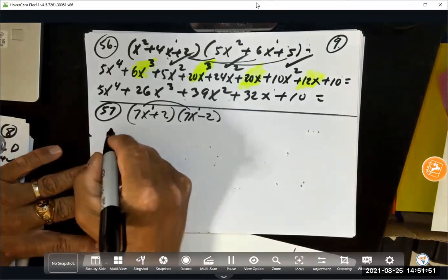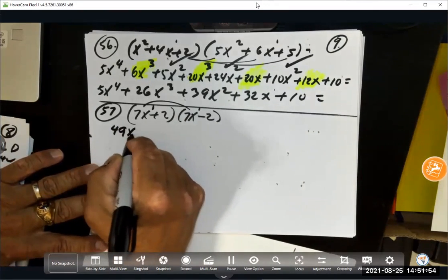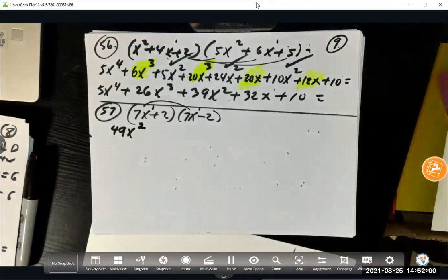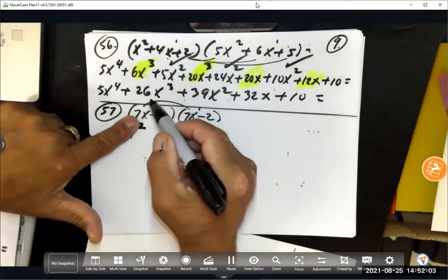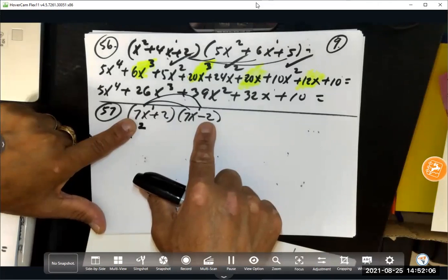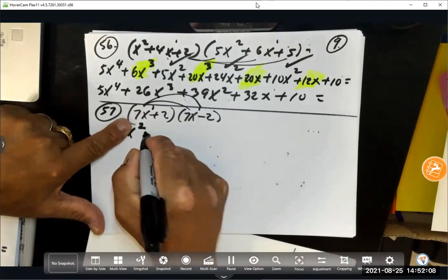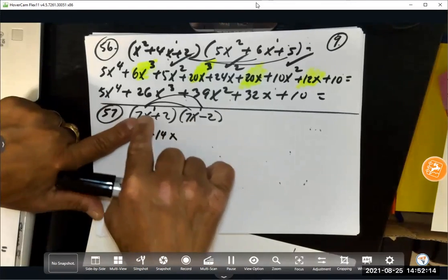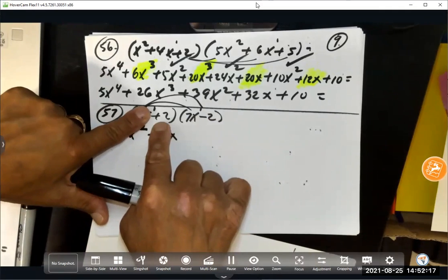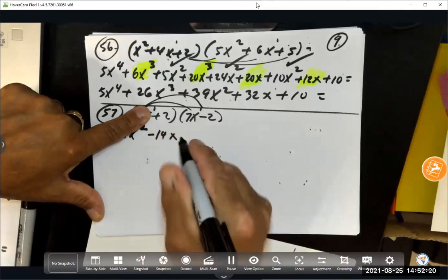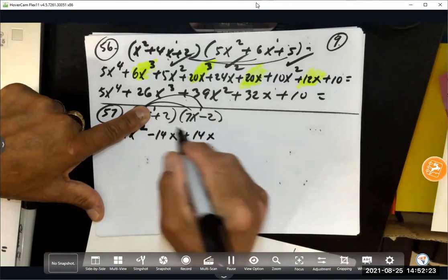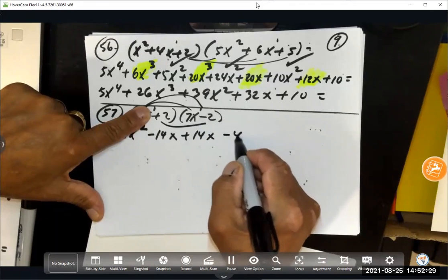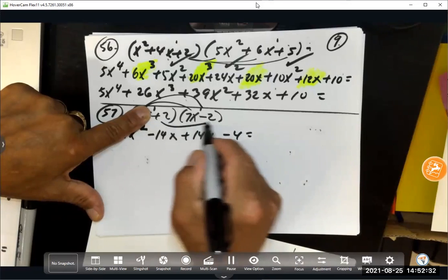So is it going to be 49x to the what? The second power. Okay, everybody okay with the first part? Yes. 7x times 7x is 49x squared. Now, 7x times negative 2, what do you think that's going to be? Negative 14x. Right, negative 14x. So I did 7 times 7x, 49x squared. 7 times that, negative 14x. Now this one, 2 times 7x. Plus 14x. And 2 times negative 2. Negative 4. That's right, negative 4.